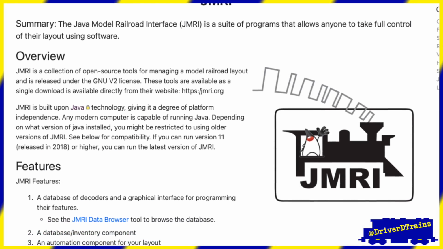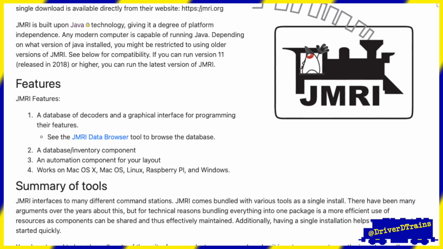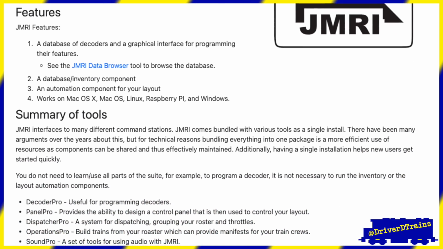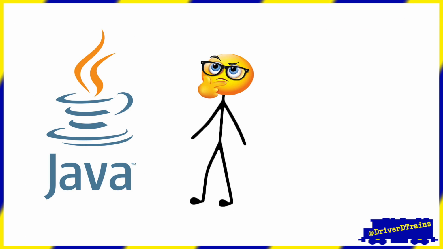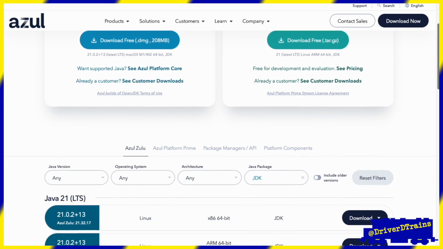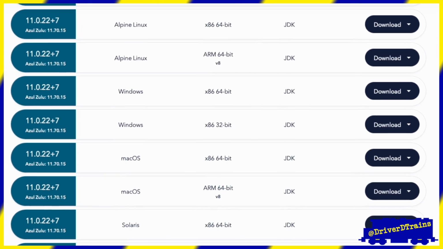The Java Model Railroad Interface, universally known as JMRI, is a cross-platform, open-source suite of computer applications for controlling model railroads. JMRI is written in the Java programming language and can run on any computer that can run Java, including Mac, Windows, Linux, and Raspberry Pi. I'll discuss more about how to download and install Java on your Mac or PC in my next video.